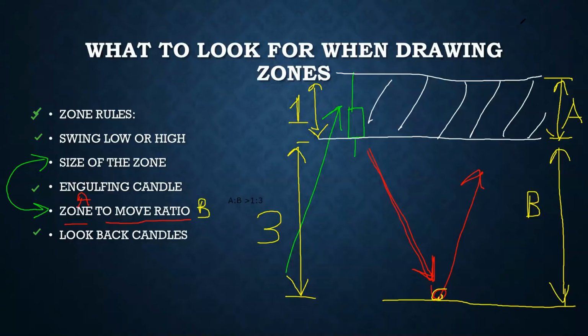So that's what I'm talking about when I say 1:3. The move away from the zone should be at least 3 times the size of the zone. Okay, so I don't see any more questions, so I think that has been understood really well. Now we've gone through all three. We've talked about swing, size of the zone, engulfing, zone to move, and look back candles.